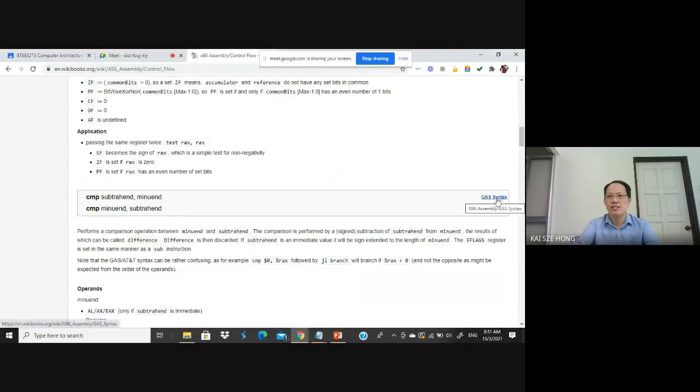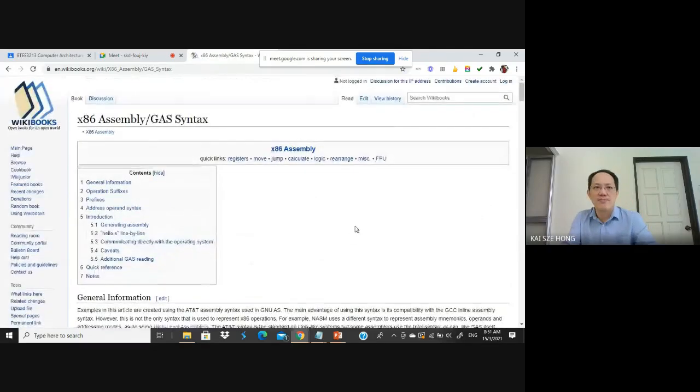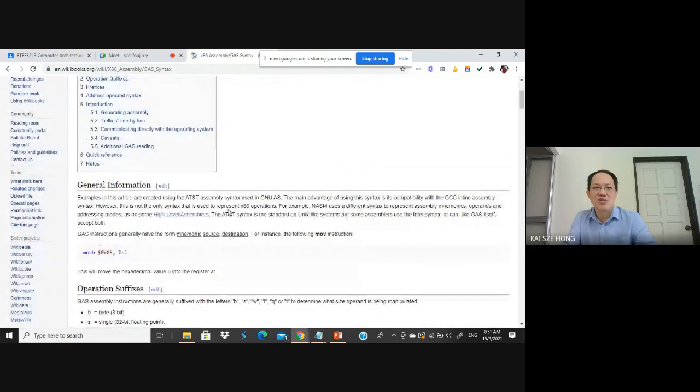Then this one is GAS syntax. Never mind, we just use the MASM. We don't use this GAS. For GAS, we have two types, but both are x86 assembly. For the MASM, we use the minuend first. But for the GAS, what is this GAS? This one we don't use, it is a different type.